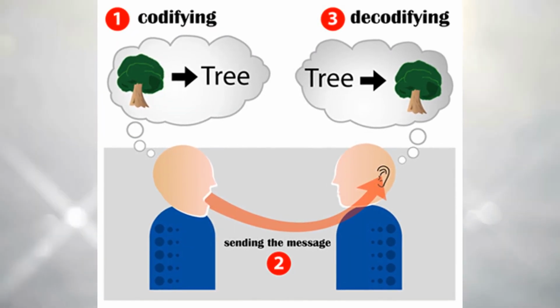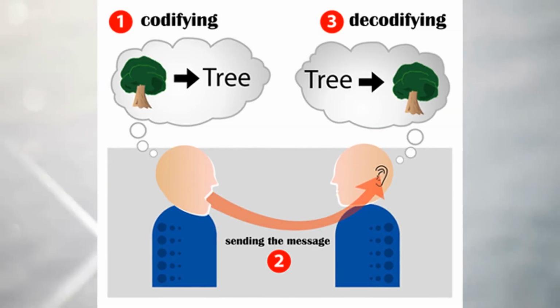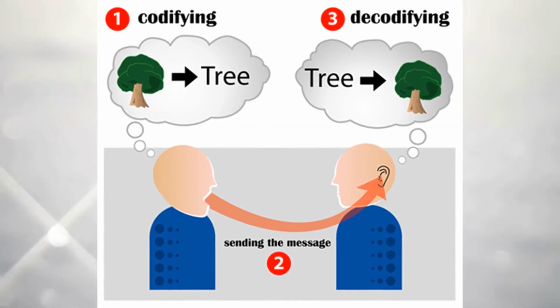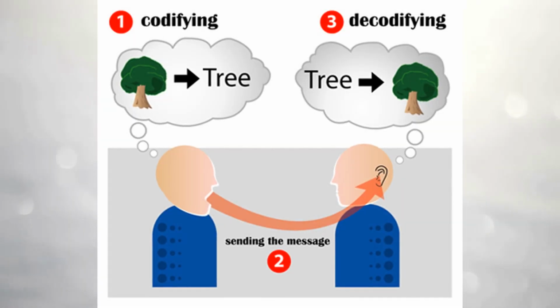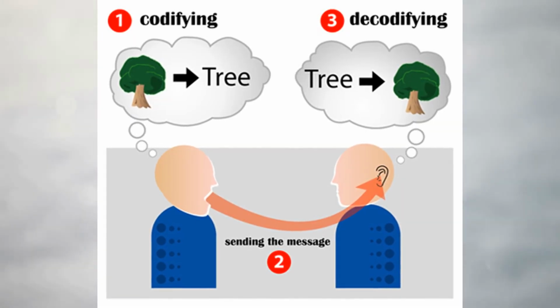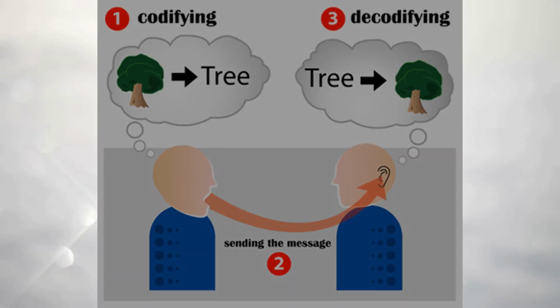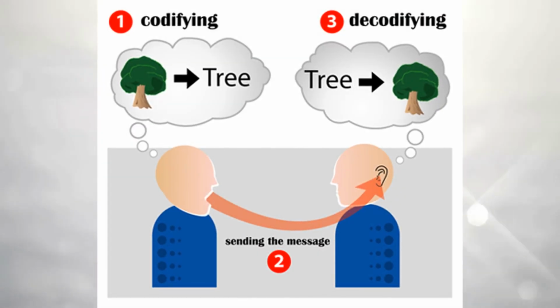For a landline phone call, the person calling is the source. They use the telephone as a transmitter, which produces an electric signal that is sent through the wire as a channel. The person receiving the call is the destination and their telephone is the receiver.